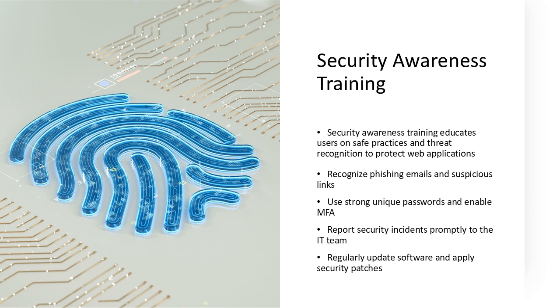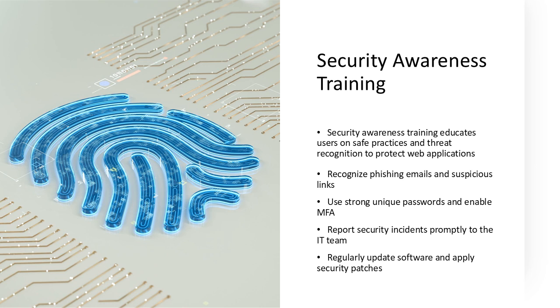Security awareness training. Security awareness training educates users on safe practices and threat recognition to protect web applications. Recognize phishing emails and suspicious links. Use strong unique passwords and enable MFA. Report security incidents promptly to the IT team. Regularly update software and apply security patches. Here's a simple explanation with a real-world example.